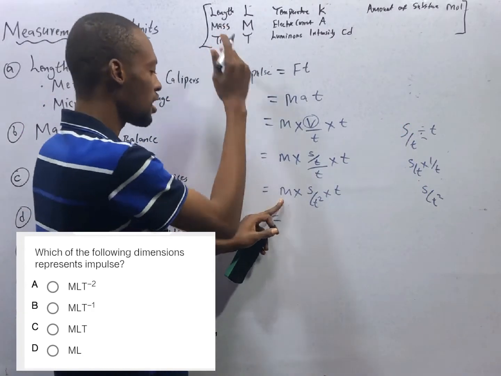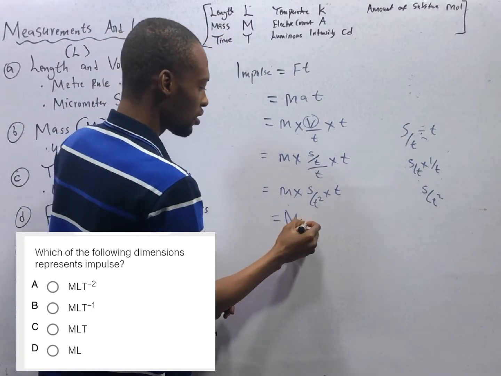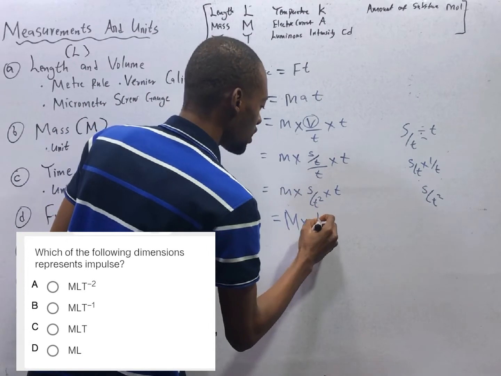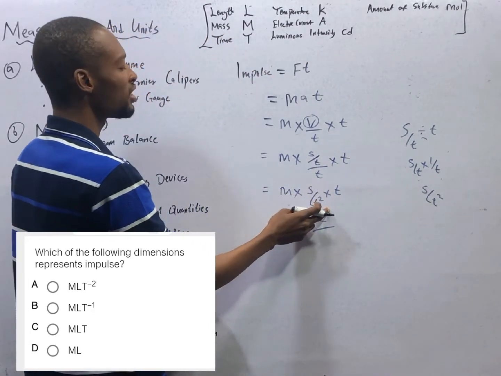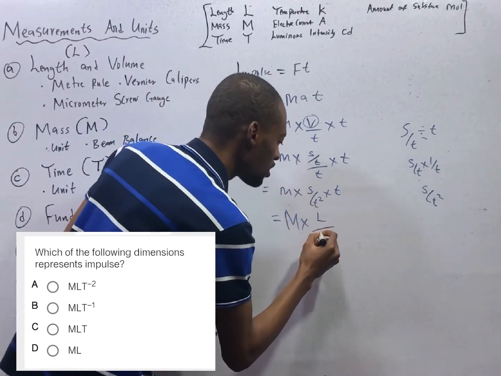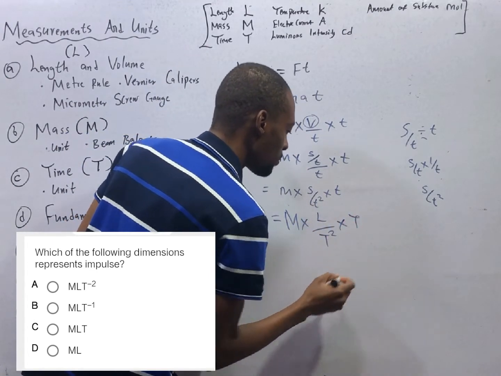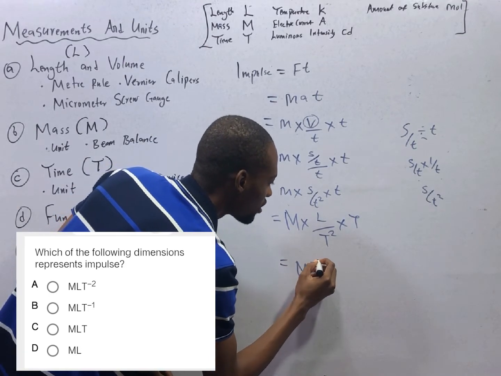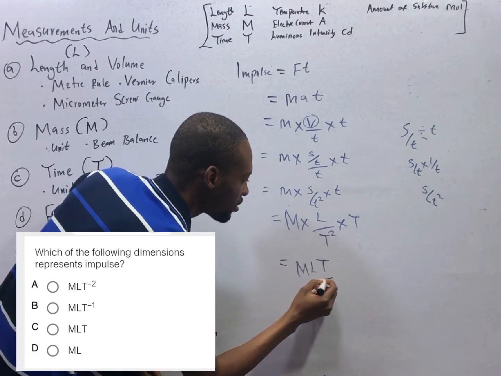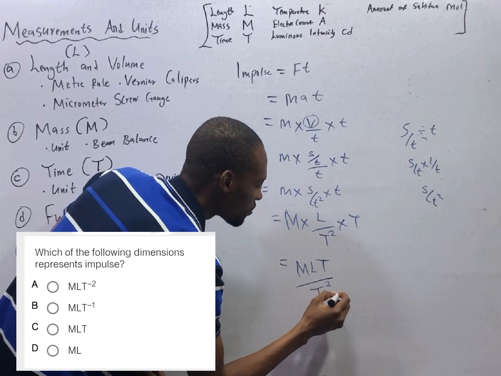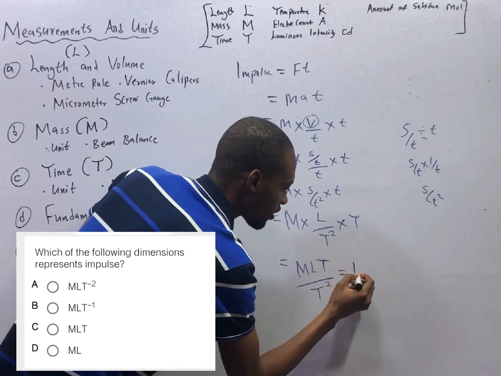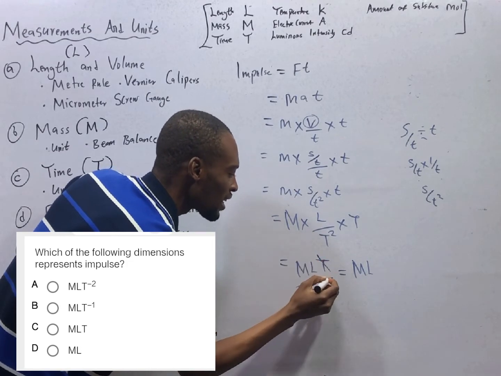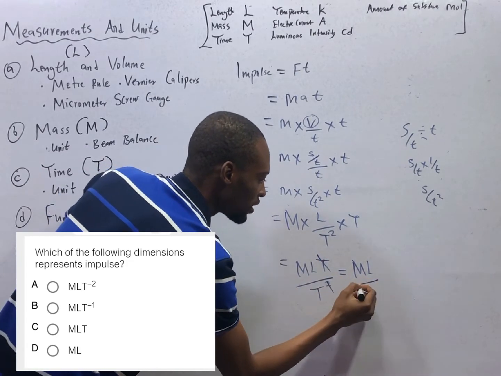What is the dimension of mass? M, times s is distance, which is length. So the dimension for length or distance is L, and the dimension for time is capital T. Time squared times time. This is simply m times L times t over time squared. This is equal to m L. We have one time at the top, two at the bottom. So one cancels one from here. We are left with only one time.